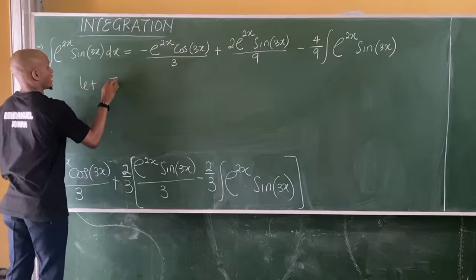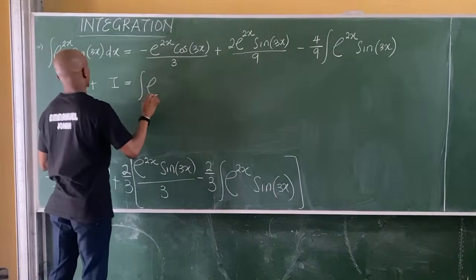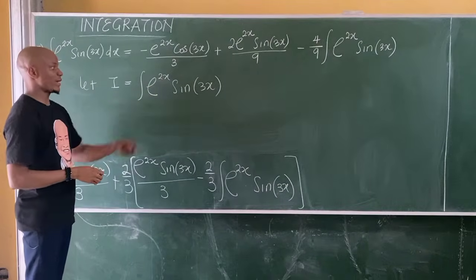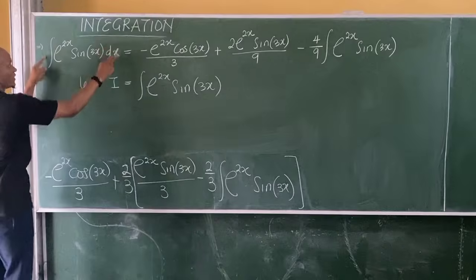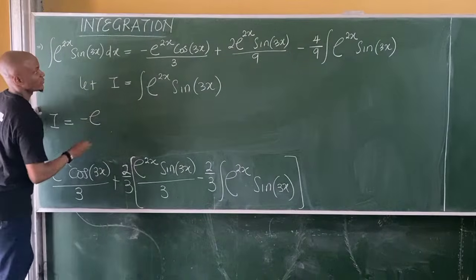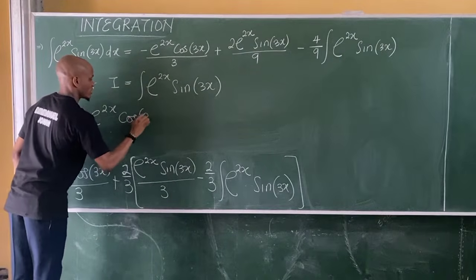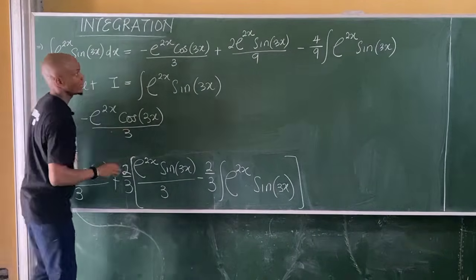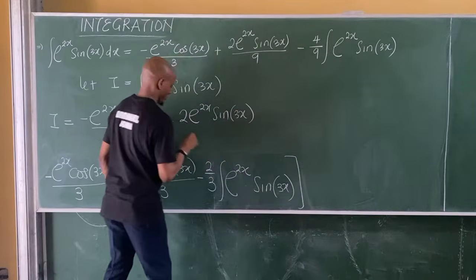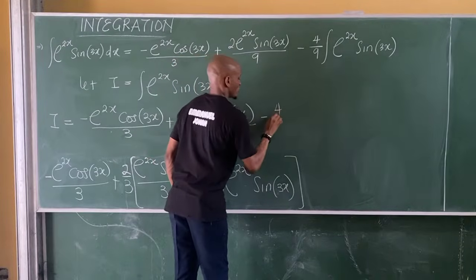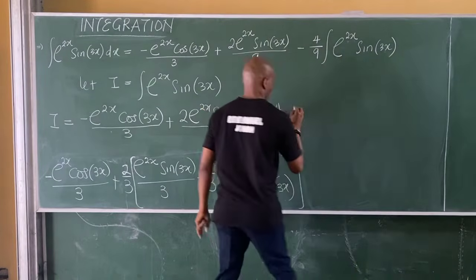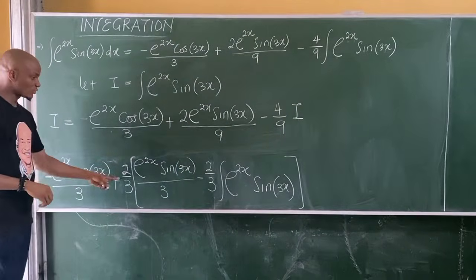You say, let I be equal to the integral of exponential 2x sine 3x. That means wherever I see integral of 2x sine 3x, I'll put I there. Hence, all of this is now I equal to minus exponential 2x cos 3x all over 3 plus 2 exponential 2x sine 3x all over 9 minus 4 over 9 integral exponential 2x sine 3x. We set this equal to I. It becomes 4 all over 9I. So I'll take this one off.